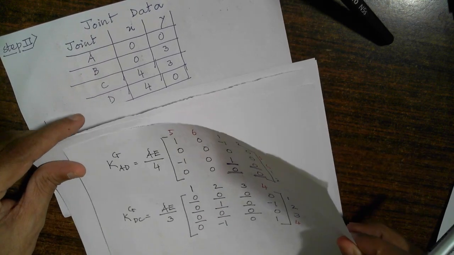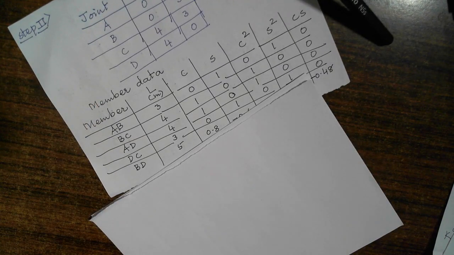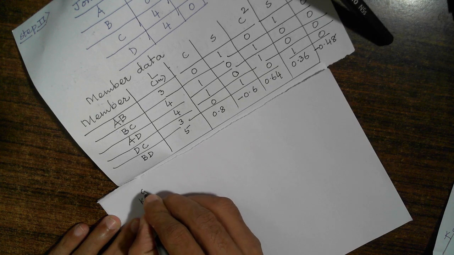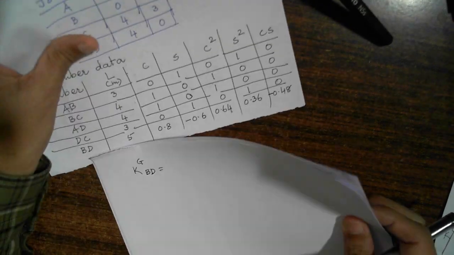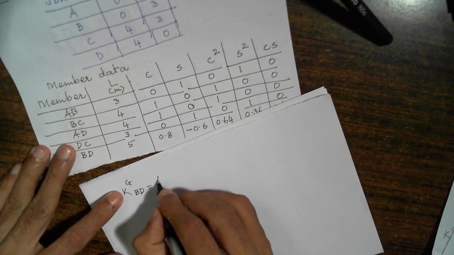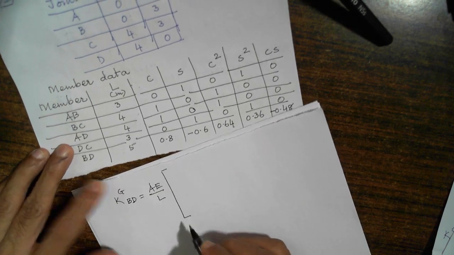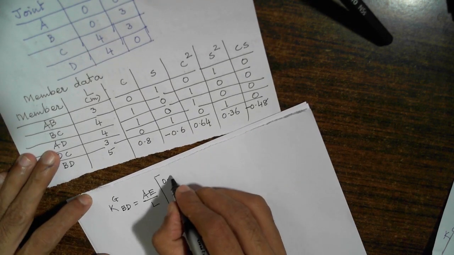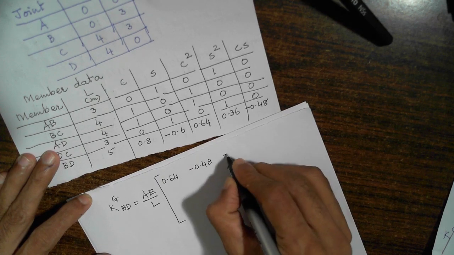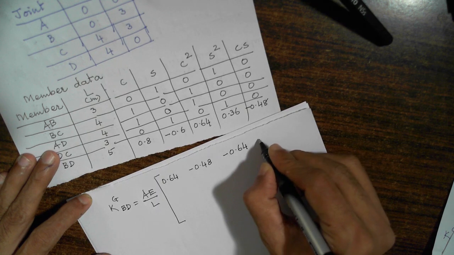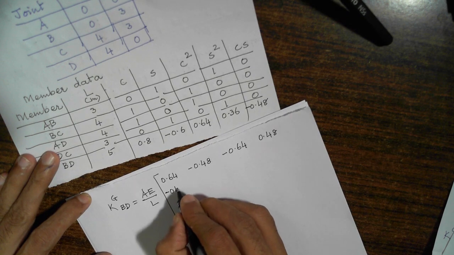So I have written the matrices for members AB, BC, AD and DC, and now the last member is left. The last member is member BD. So K global BD. I could have taken DB also, no problem. BD or DB, it does not make any difference. The number of calculations is the same. So it is AE upon L into bracket. Now C square is 0.64. CS is minus 0.48. Minus C square, that is minus 0.64, and minus CS is minus of minus, that is plus 0.48. Same is the column.